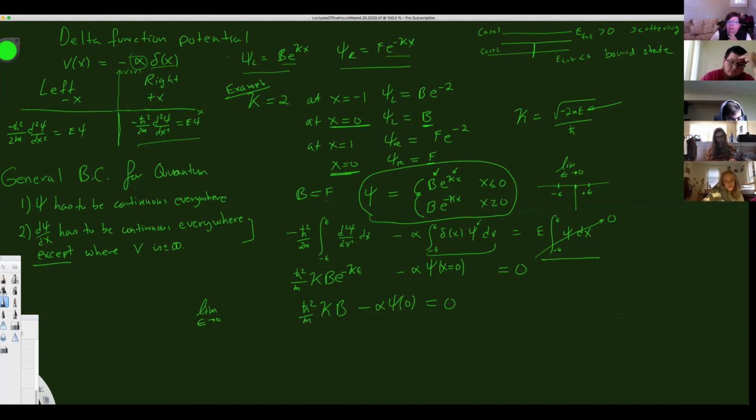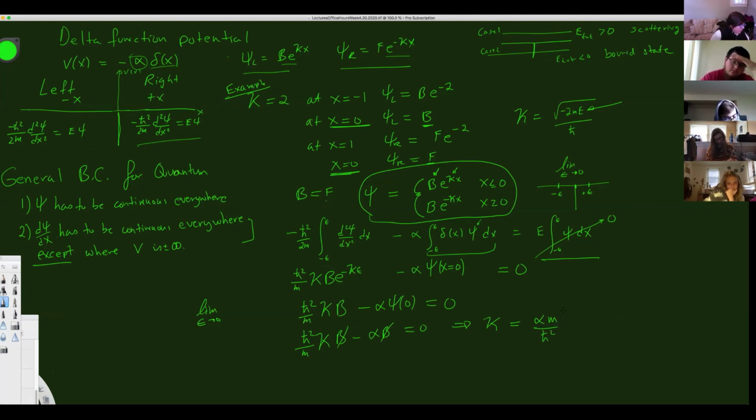Psi at 0, I certainly know what it is. It's just b. If you look here, either one of these, it's just b. So I'm going to rewrite this one more time. I get h bar squared over m kappa b minus alpha b equals 0. That means the b's are gone, so we're not getting b from this. We're going to get kappa. So this gives me kappa is equal to alpha m over h bar squared.